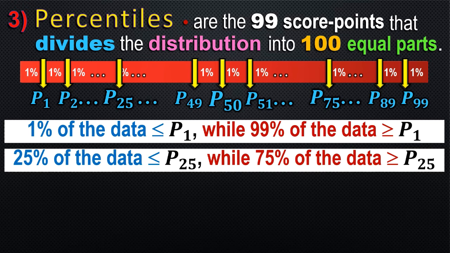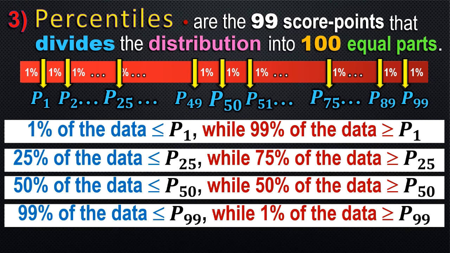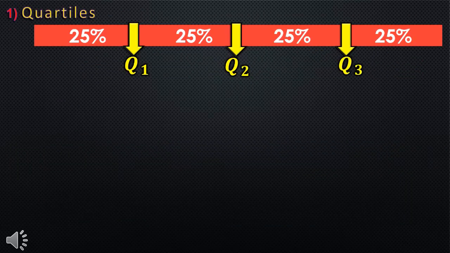Now, we have 25% of the data is less than or equal to 25, while 75% of the data is greater than or equal to 25. 50% of the data is less than or equal to 50, while 50% of the data is greater than or equal to 50. Then we have 99% of the data is less than or equal to 99, while 1% of the data is greater than or equal to 99.